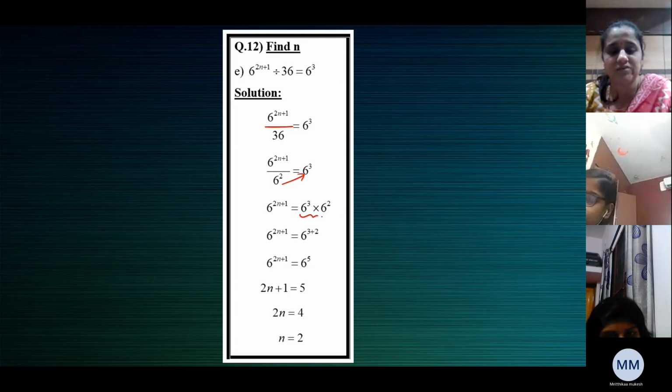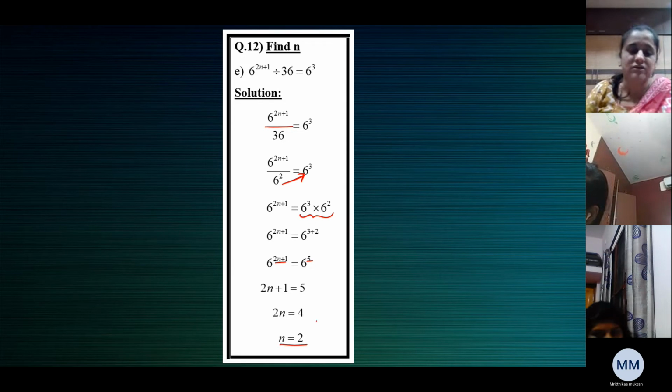Then here the bases are the same, and it's multiplication, so add the powers. So we get 6 to the power 5. Now bases are the same on either side, so equating the powers, you get the value of n.